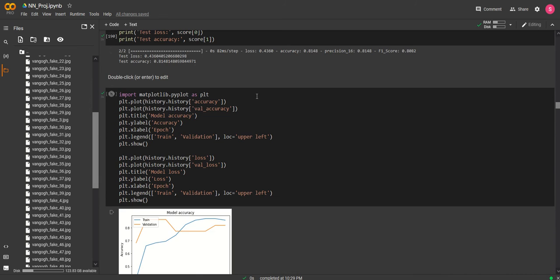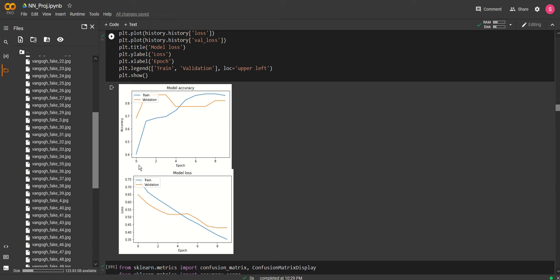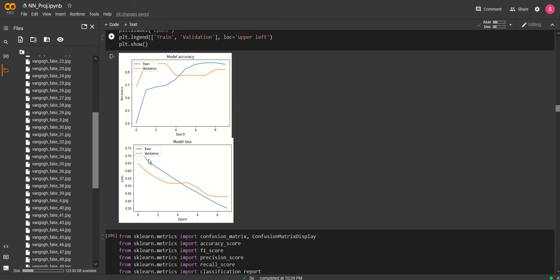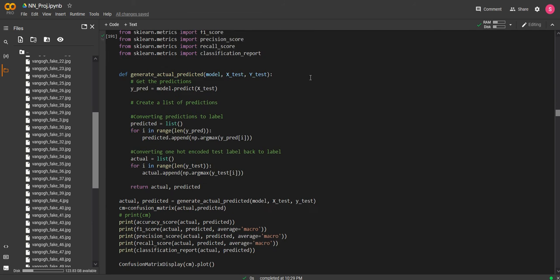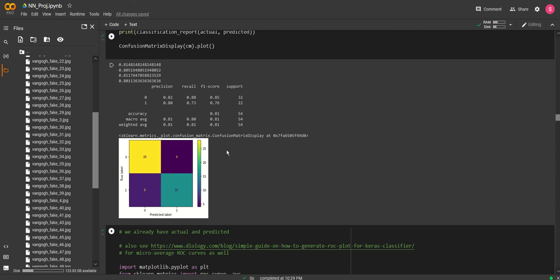This cell is from before, and here we have plotted the history from one of the runs. You can see that the train accuracy increases over time, as well as the validation accuracy, which starts to stagnate after some point. Similarly, the model loss also falls. The train and the validation loss fall gradually. And then here we have the results from the model. So we have the classification report as well as the confusion matrix.